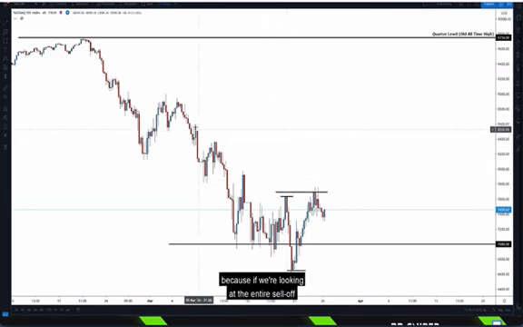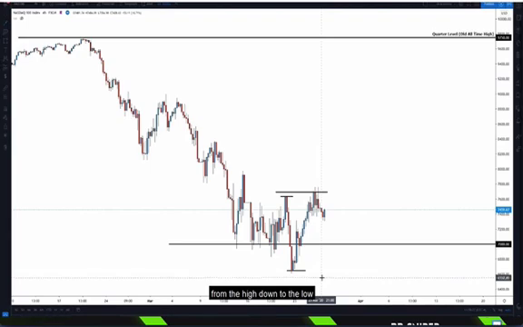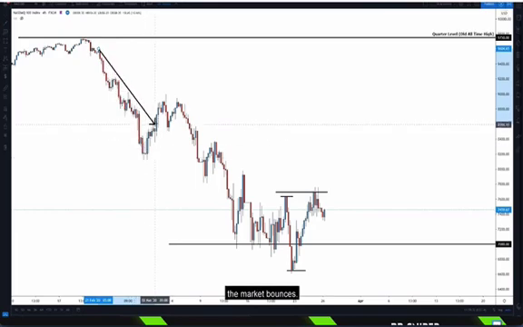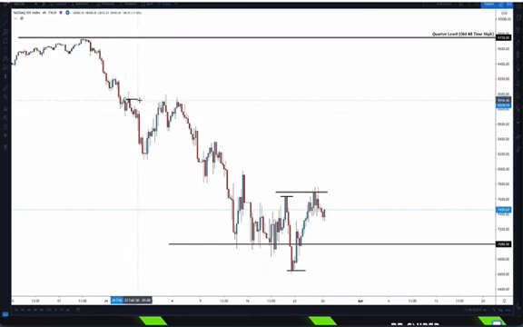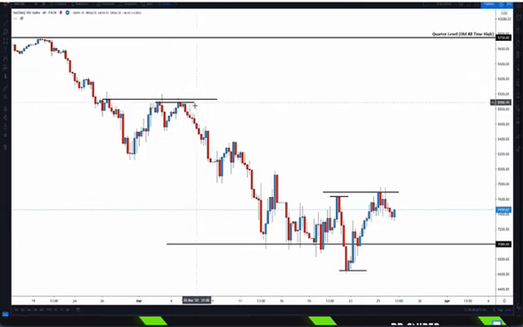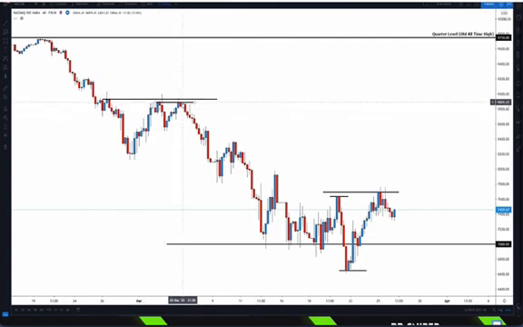Now, this is significant because if we're looking at the entire sell-off, from the high down to the low, the market bounces. If you pay attention to those candles, lower highs. Even taking a look at this right in here, that was lower relative to this structure. So even though we saw some wicks trade beyond, we didn't actually get a market structure break within this price action.